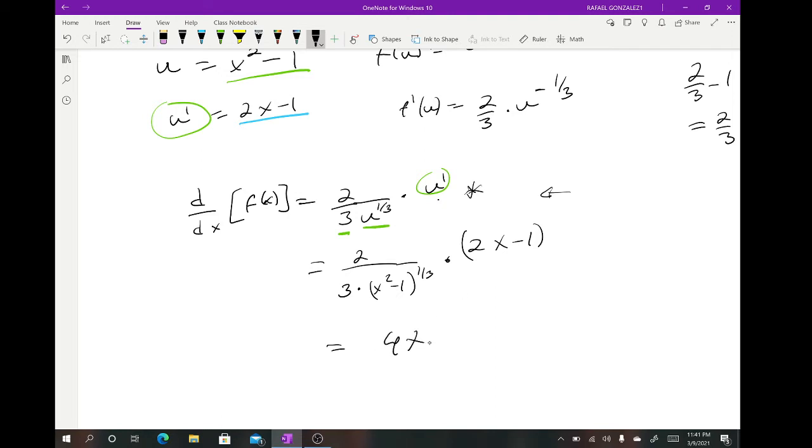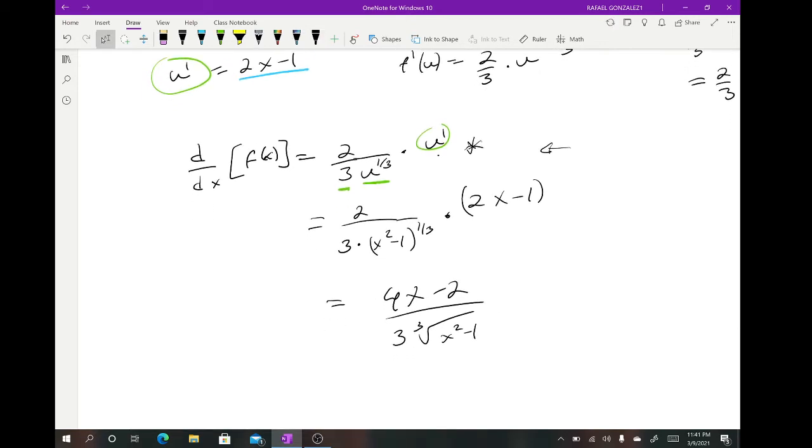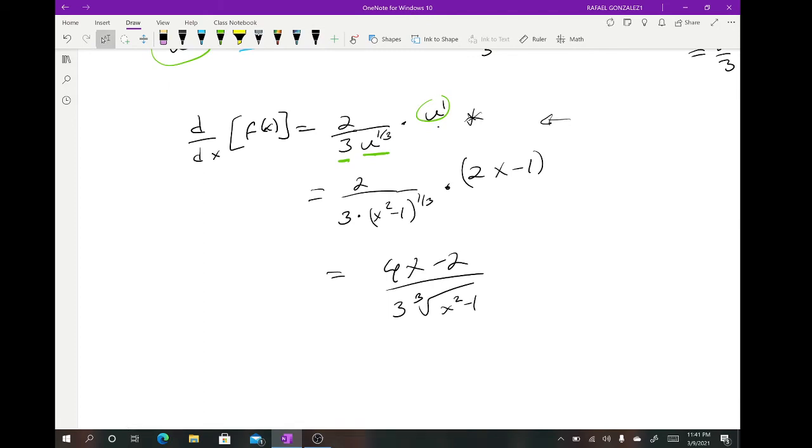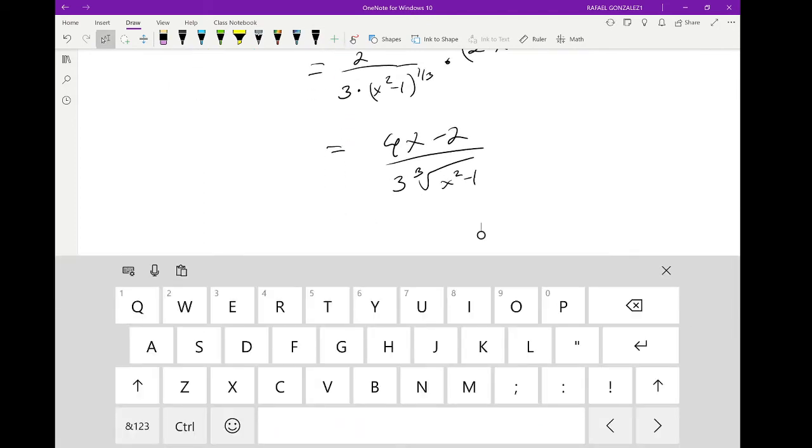So that's 4x minus 2 in the numerator. And then the denominator is going to be 3 times the cube root of x squared minus 1. So that's what our solution would be in radical form. But now we actually have to find out when this is equal to 0 and when the derivative doesn't exist.